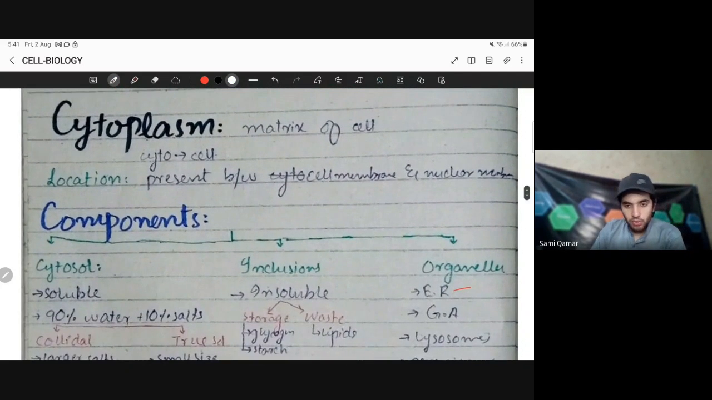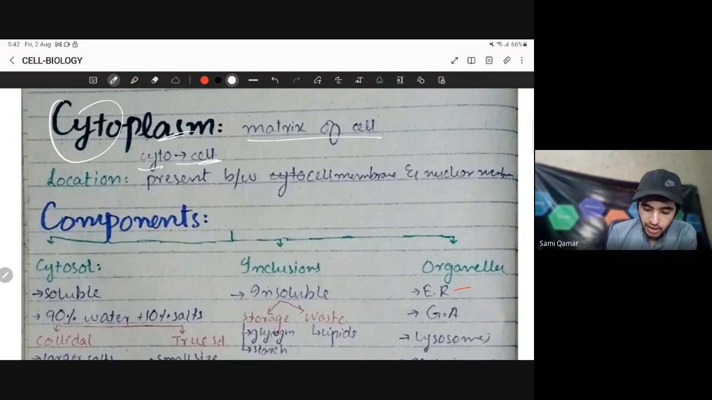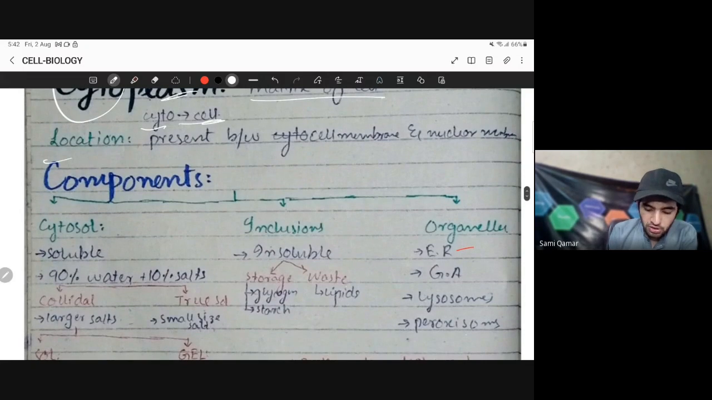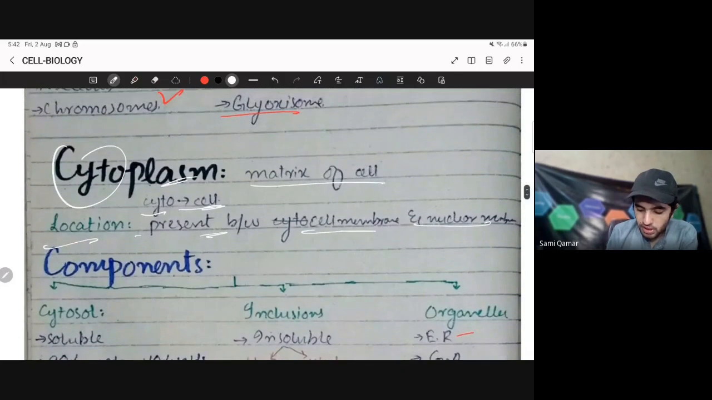Now let's talk about cytoplasm. We are studying cytoplasm, and then inside it we will study all the organelles. Cytoplasm is the matrix of the cell. Cyto means cell, and plasm means matrix, so the matrix of the cell is known as cytoplasm. It is located between the cell membrane and the nuclear membrane. As I told you, this is supposed to be a cell.